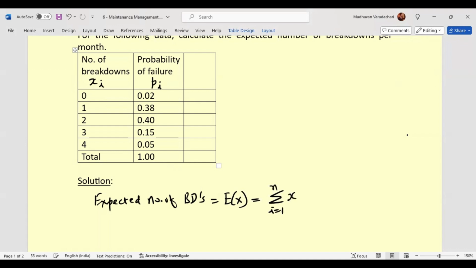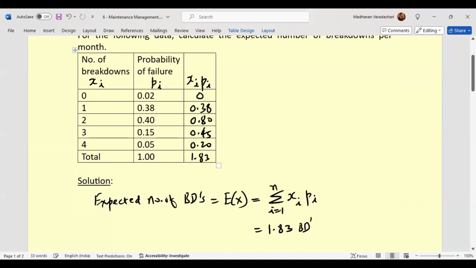This is general Xi Pi. Here N takes the value 5 because there are 5 X observations. So let us calculate Xi into Pi here. First one will be 0, second one will be 0.38, third one will be 0.8, fourth one will be 0.45, last one is 0.2. Now if we add all this, we will get 1.83. So the expected number of breakdowns is 1.83 breakdowns per month. So that will be the solution.